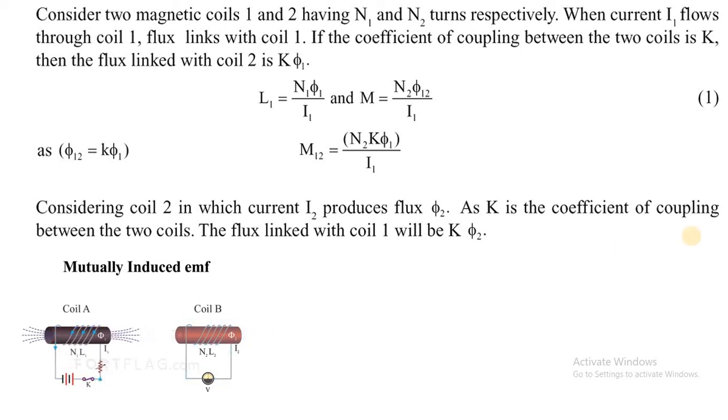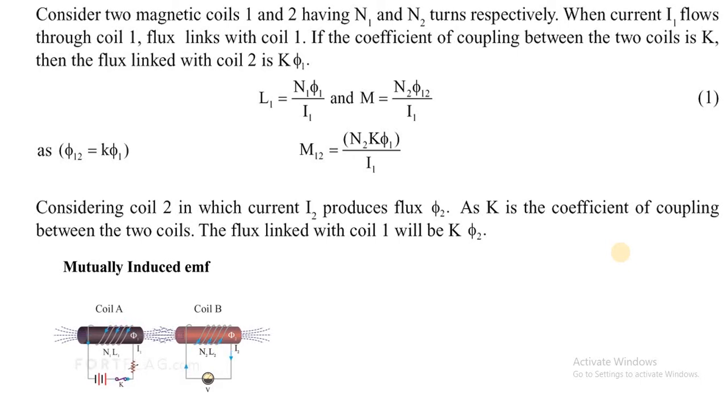Phi 2 1. Very good. Phi 2 1, very good. Okay. And in this case, which current will we consider as the supply current? I2. Very good. Okay, so now coil B is carrying the current and coil A is going to link the flux.